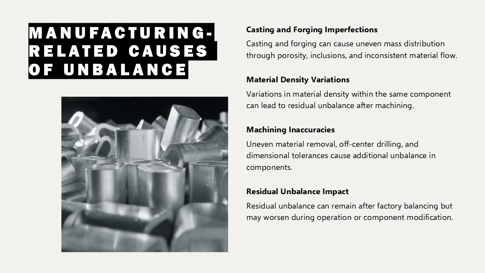Manufacturing processes are a common source of initial unbalance in rotating components. Casting and forging imperfections can introduce uneven mass distribution due to porosity, inclusions, or inconsistent material flow. Variations in material density, even within the same component, may lead to residual unbalance after machining. Machining inaccuracies such as uneven material removal, off-center drilling, or dimensional tolerances further contribute to the problem.